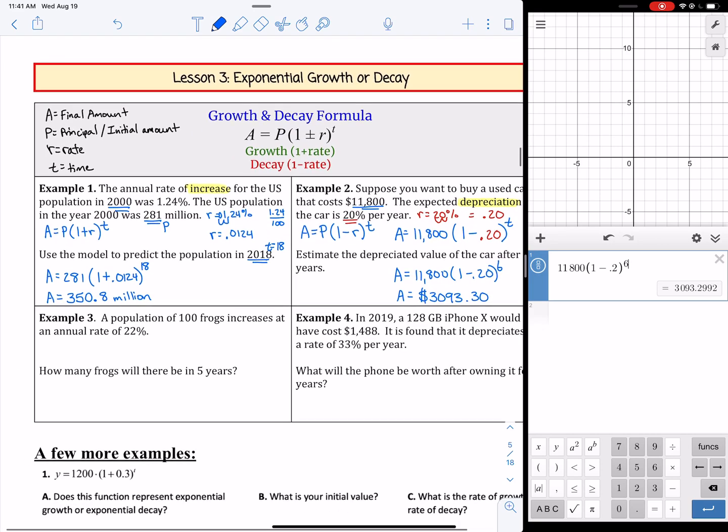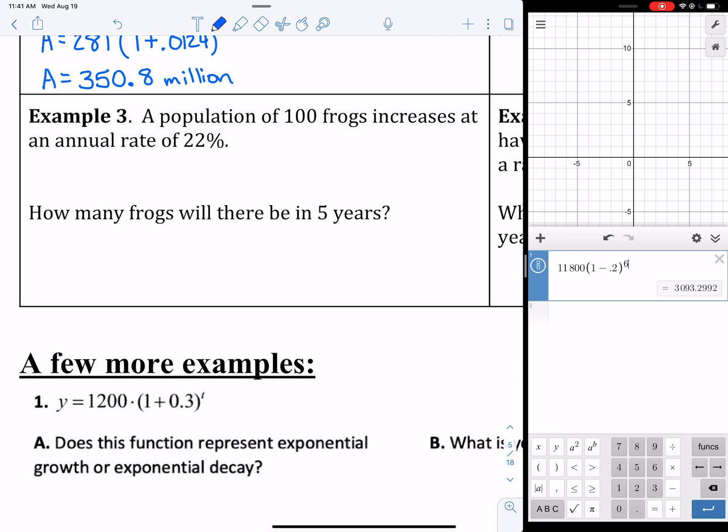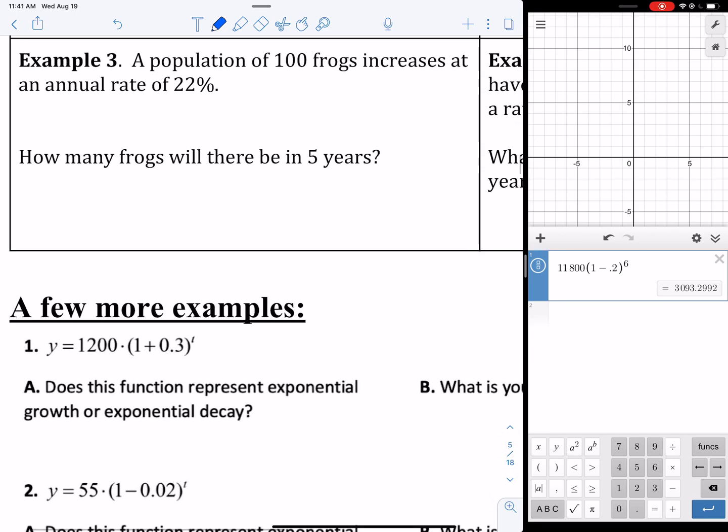So that was decay, population was growth. Oh, we're back to population again. That's a really popular type of problem for growth. But let's see, a population of 100 frogs increases. There's a key word there. So it increases at an annual rate of 22%. So if we have increasing, that's growth. Let's write down our formula. A equals P 1 plus R to the T power. And then let's put in things that we know. So our initial amount was the 100 frogs. So we don't know the final amount yet.